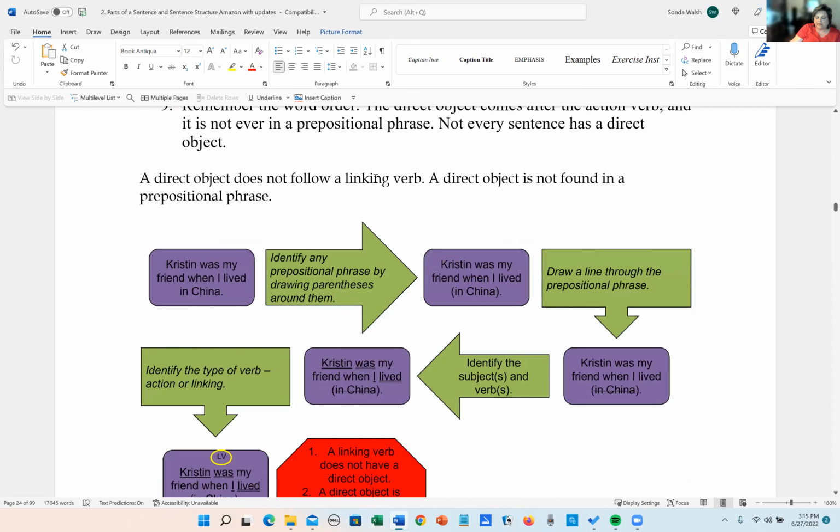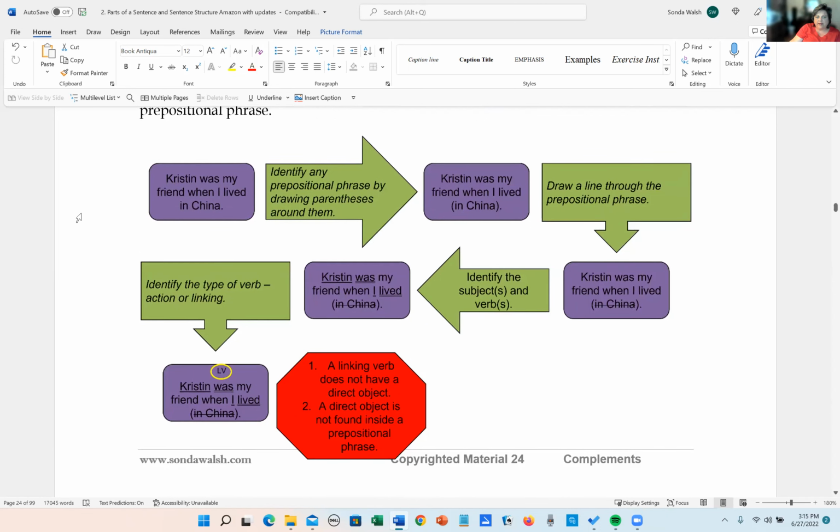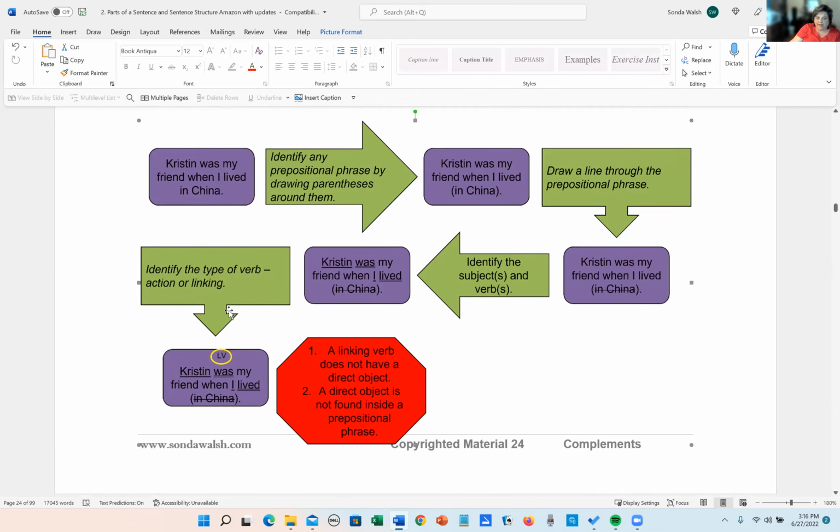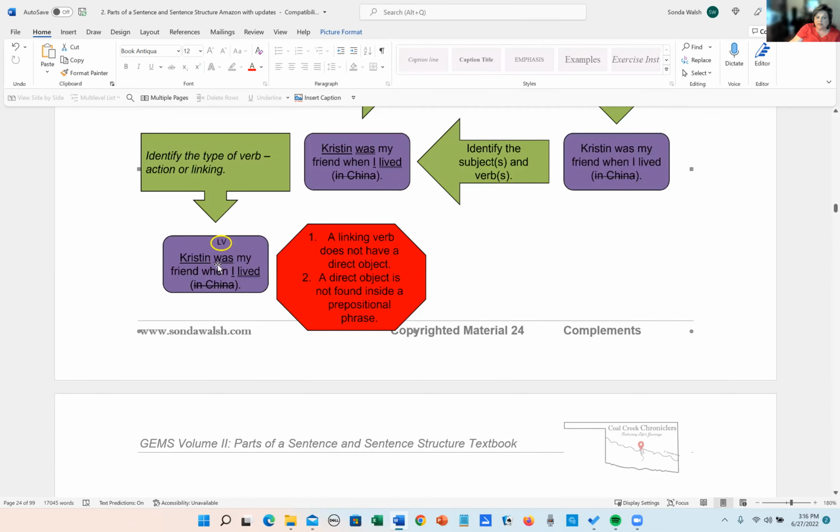So a direct object does not follow a linking verb. A direct object is not found in a prepositional phrase. So here we have the same things. Kristen was my friend when I lived in China. So we identify prepositional phrases, in China, and draw a line through the prepositional phrase. Kristen was my friend when I lived. Identify the subjects and verbs: Kristen was and I lived. Identify the type of verb, action or linking. Kristen was my friend is a linking verb. So you would never have an object after a linking verb. When I lived in China, lived is the action verb.